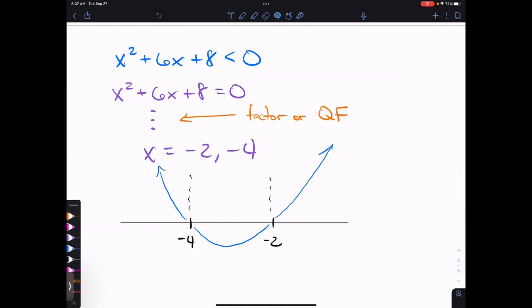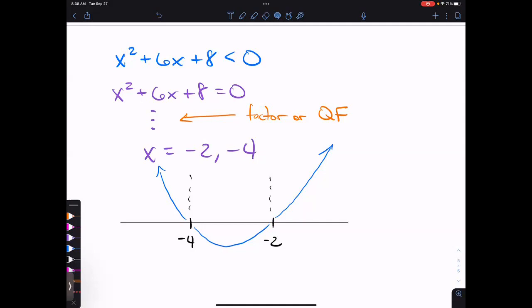Is it less than 0 on this piece? The function values, the y values? If this is the x-axis, are the y values here above or below the x-axis? Above, right? Which means they're positive. So it doesn't work here. What about here in between them? Yeah, because it's sitting below the x-axis, right? So the y values are negative. So this middle piece is a keeper, that solves the inequality. What about out here? No, because it's sitting above it, right?